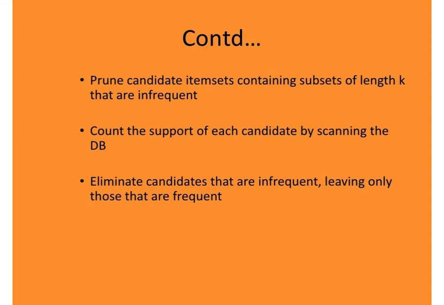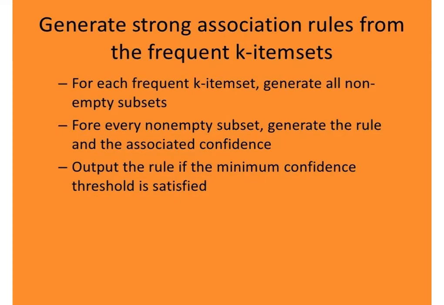So how do we generate strong associations? For each frequent k item set, I generate all non-empty subsets. For every non-empty subset, I generate the rule and its associated confidence. Output the rule if the minimum confidence threshold is satisfied.